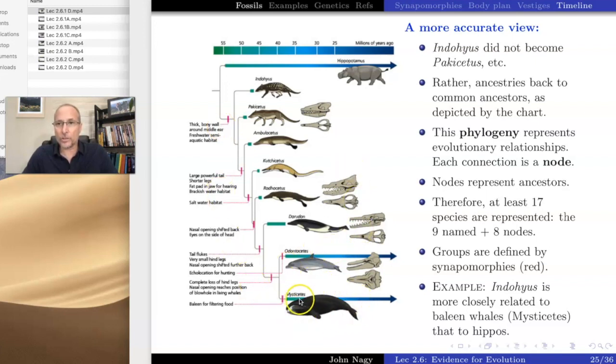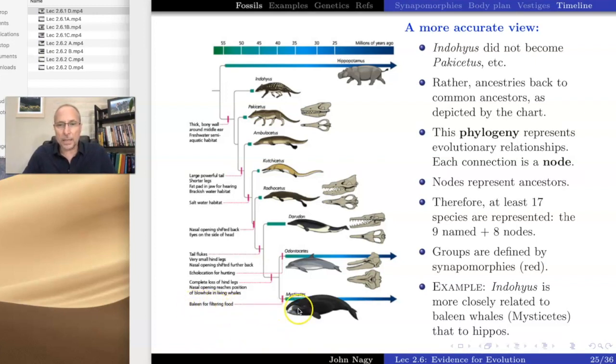Each one of these groups is a clade, C-L-A-D-E, and I want to start at the bottom. Now notice up at the top here we have time, and here at the bottom we have modern whales and dolphins, and that's why the arrow goes all the way to the end. We look at the modern whales and dolphins in two groups. We classify them in two groups based on the following synapomorphic traits.